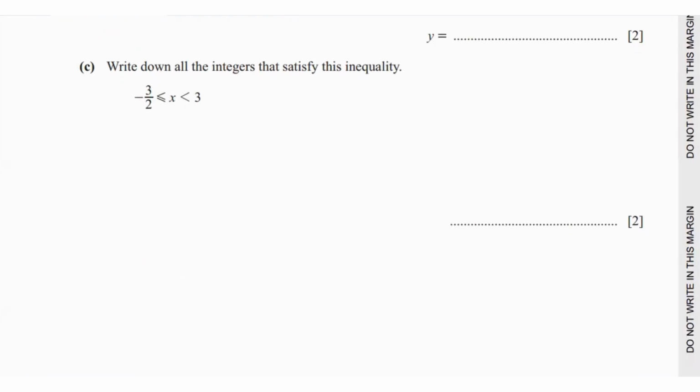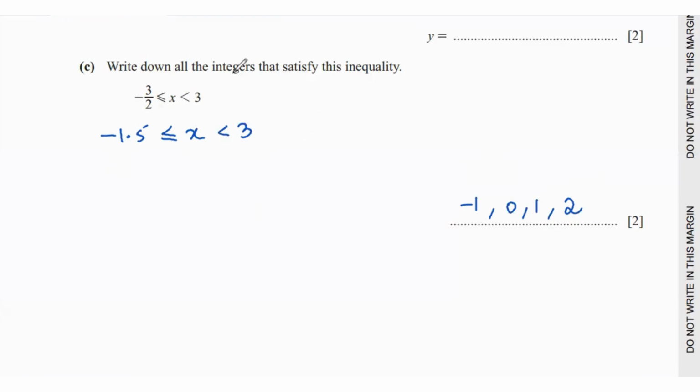Then write down all the integers that satisfy the inequality. So all the integers that satisfy this inequality are basically going to be negative 1, 0, 1, and 2. First, you write negative 3 over 2 as a decimal, so that's going to be negative 1.5. So your limit is between negative 1.5 and 3. Negative 1.5 is included, 3 isn't.